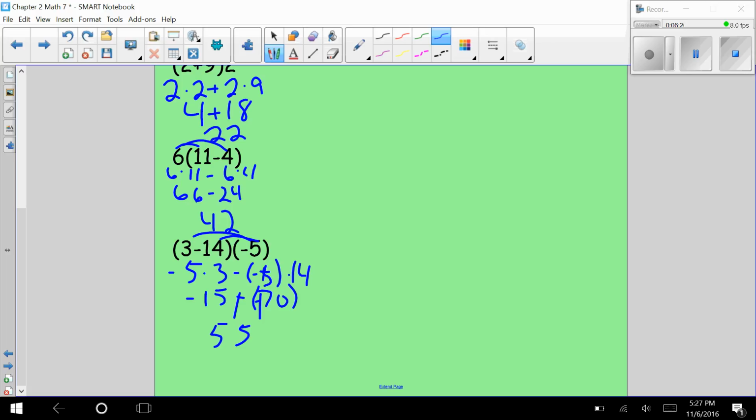So basically, this just shows you the distributive property gets you the same exact answer as order of operations. So it is an okay way to deal with our parentheses in the first step.